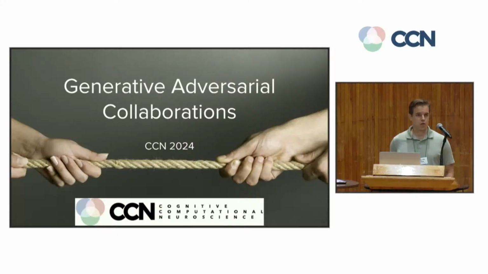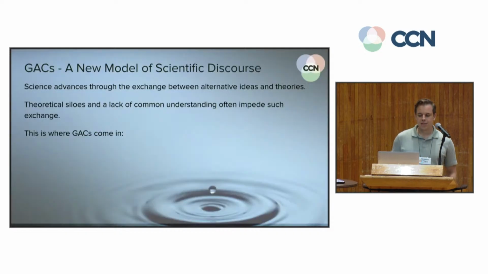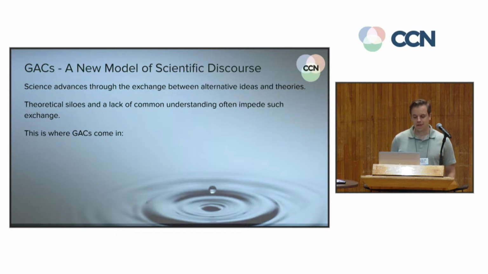So the generative adversarial collaborations are one of these examples that Talia mentioned as a community contributed program item and has been very successful and very unique to CCN. So GACs, we now call it like a new model of scientific discourse. The idea is that science advances through the exchange between alternative ideas and theories. But often we have these theoretical silos, so people don't talk to each other in different theoretical camps, and a lack of common understanding often impedes these kinds of productive exchanges.